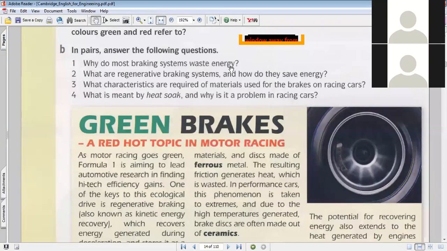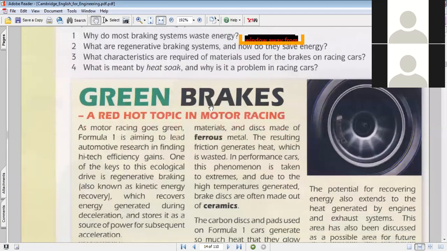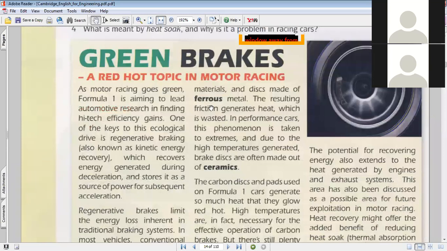Let's see number two. Who'd like to read? Amal, go on. What are regenerative braking systems and how do they save energy? Let's read the article and I'll give you the answers after we read it. Look at the article.